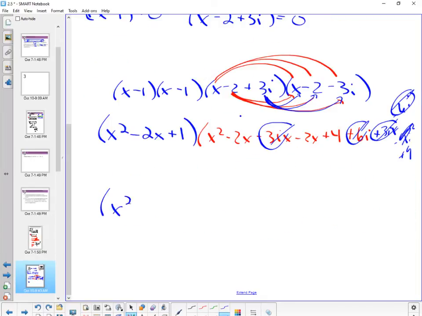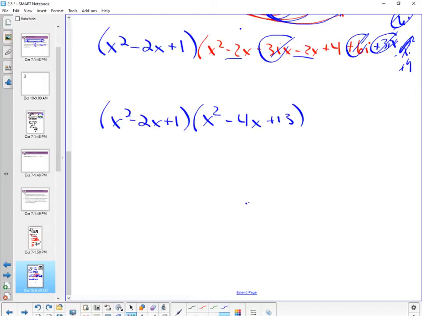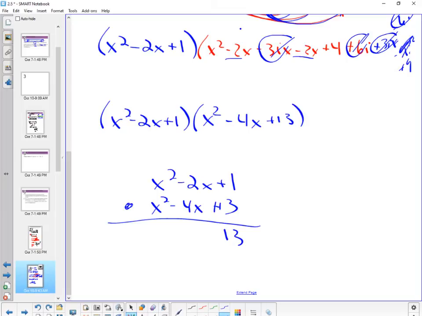I've got x squared minus 2x plus 1. Now I have x squared minus 4x plus 13. And then I'm going to multiply these two out, aren't I? So let's see here. I'm going to stack them. Is that cool with you guys? I like multiplying old school. So what's 13 times negative 2? Negative 26x. And this will give me a positive 13x squared.